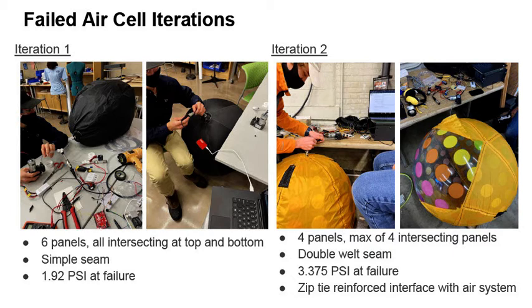For our second iteration, we used a new template which only required 4 panels and had a maximum of 4 intersecting panels at one point. With this approach, we were able to use a double welt seam, and we were able to achieve 3.375 psi before failure.